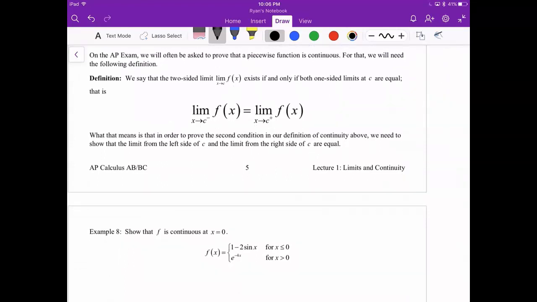On the AP exam, you're often asked to prove that a piecewise function is continuous, so that's where I go into more of a definition of when a two-sided limit exists. A two-sided limit is going to exist whenever the two one-sided limits, one from the left side of c and the other from the right side of c, are equal. In order to prove the second condition in our definition above, we need to show that the limit from the left side of c and the limit from the right side of c are equal.